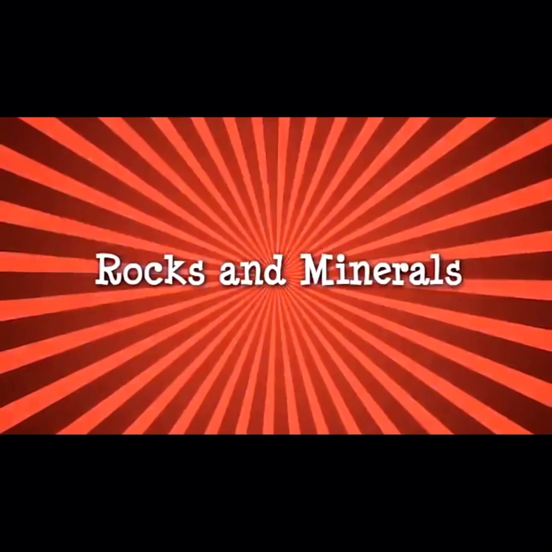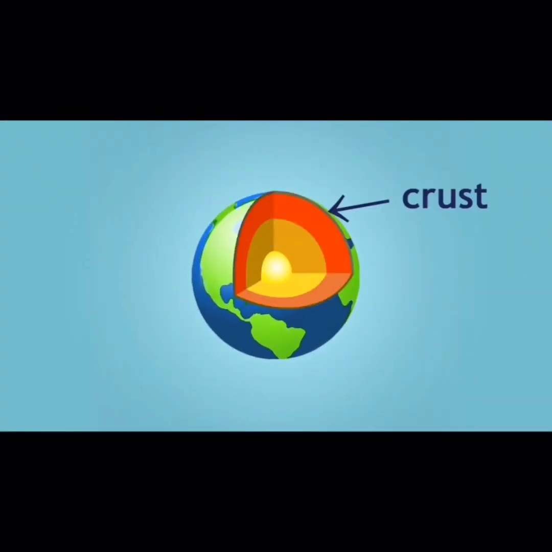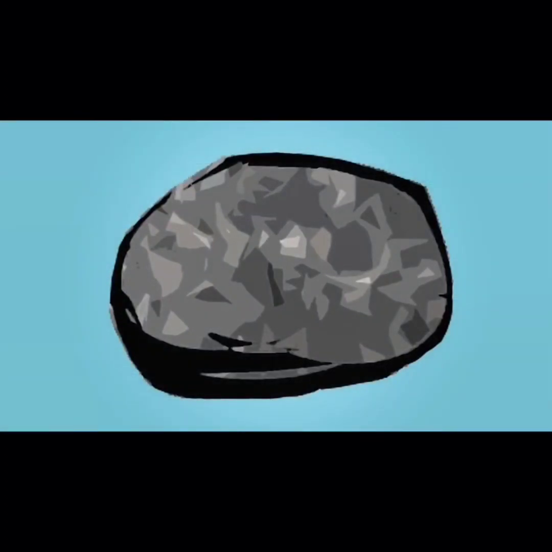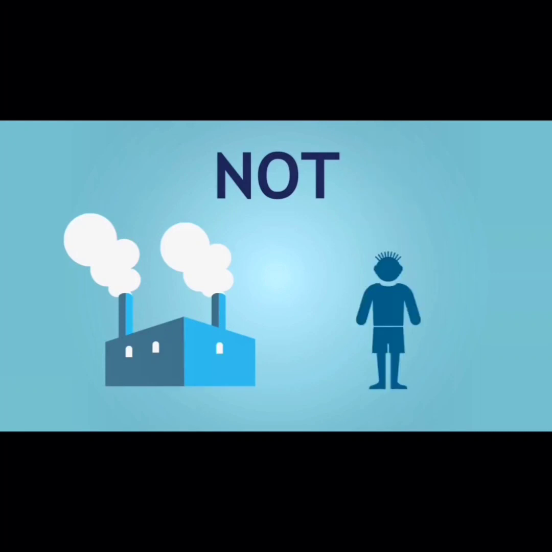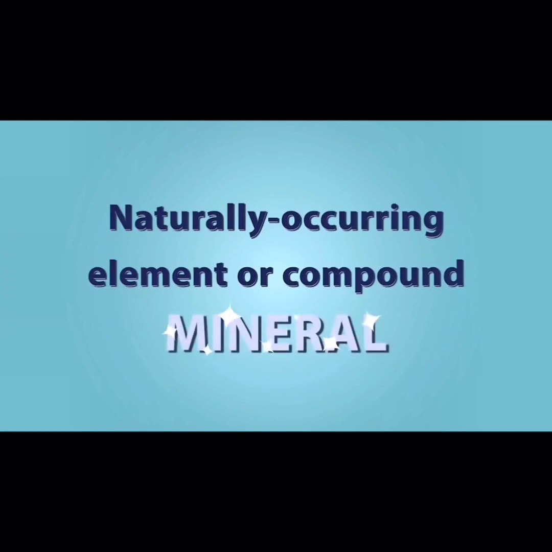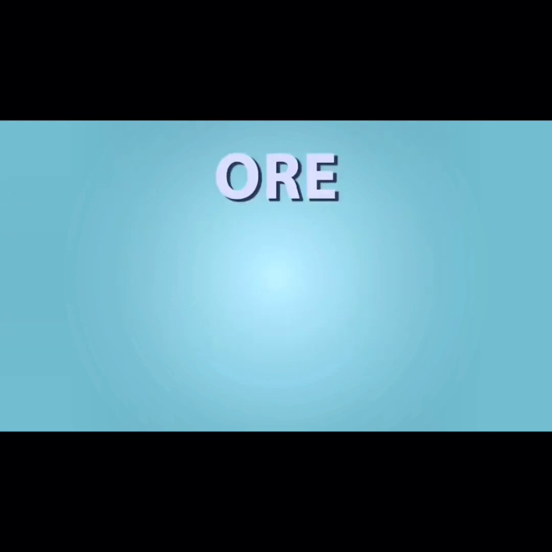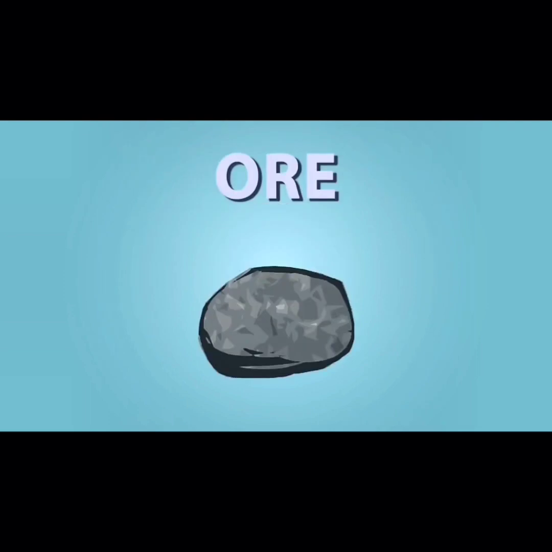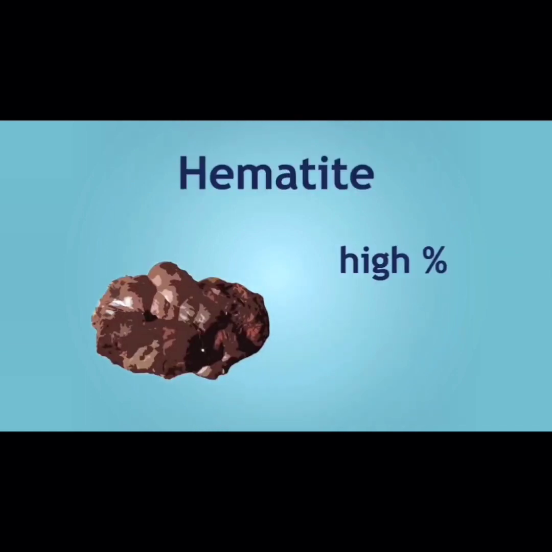Rocks and minerals. As you may already know, the Earth's crust is made up of rocks. If you look closely at a rock, you see that there are many different bits. These bits are shiny. The main idea is that all these components occur naturally. In other words, they are not made in a factory or by human beings. A naturally occurring element or compound is known as a mineral, or a rock is simply one containing a high percentage of a certain mineral. For example, hematite contains a high percentage of iron.